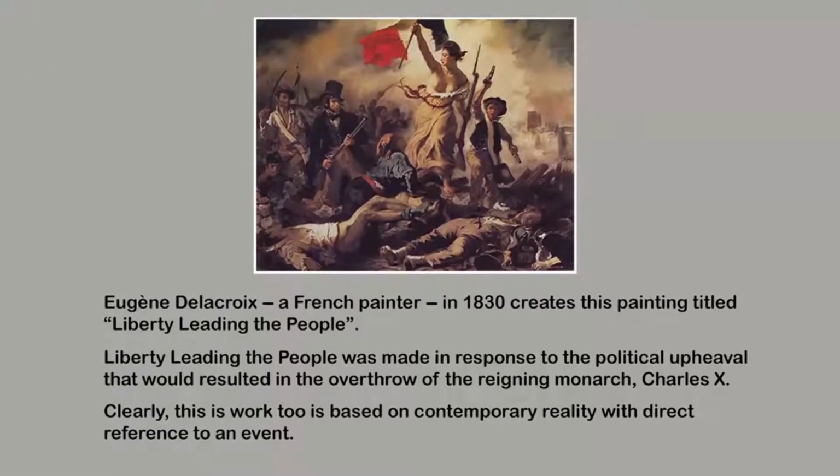Another aspect of realism or realistic art in the West was directly addressing the contemporary reality, like this painting, painted by Delacroix, a French painter. In 1830, he creates this painting titled "Liberty Leading the People." Liberty Leading the People was made in response to the political upheaval that would have resulted in the overthrow of the reigning monarch Charles X. Clearly, this is a work that is based on contemporary reality with direct reference to an event.